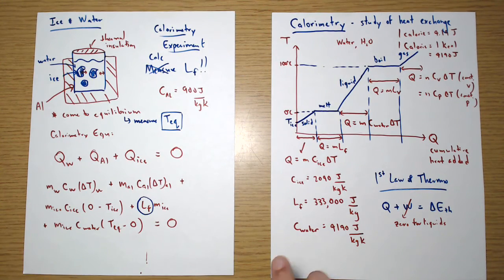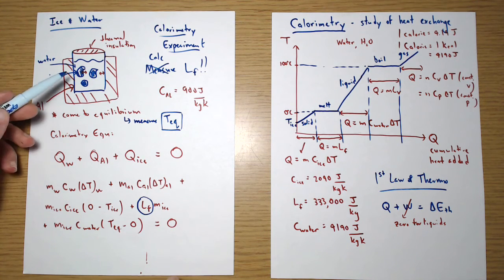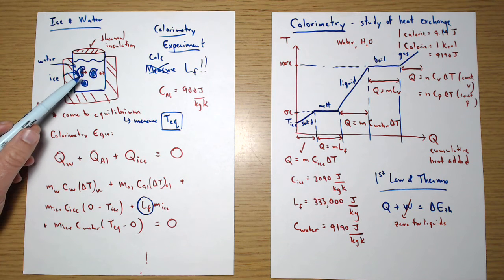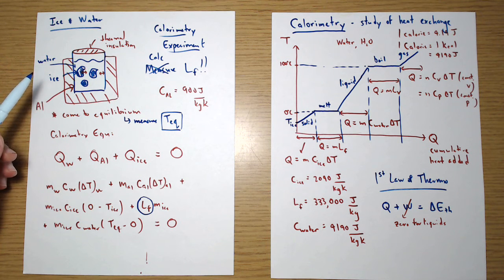So you can do this with a number of different substances. You could, for instance, mix a hot copper block in cold water. Instead of putting ice cubes in here, you could put hot copper in the water. And you could measure the equilibrium temperature, and that could allow you to determine the specific heat of copper. You could do the same thing with aluminum. There's a number of different substances.